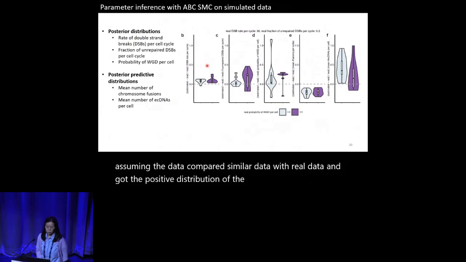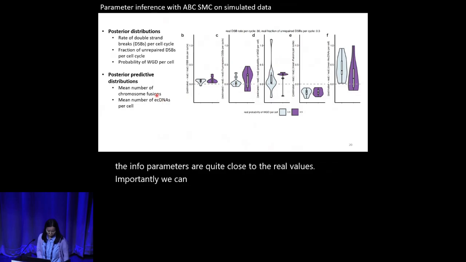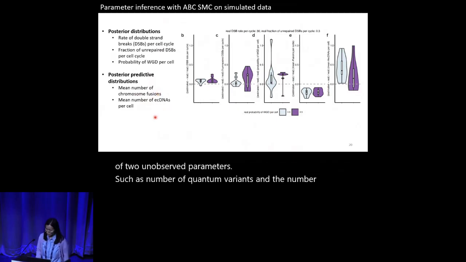We validated our model on simulated data here. You can see the posterior distributions of the inferred parameters are quite close to the real values. Importantly, we can get the posterior predicted distributions of two unobserved parameters, such as the number of chromosome fusions and the number of extrachromosomal DNAs, or ecDNAs.